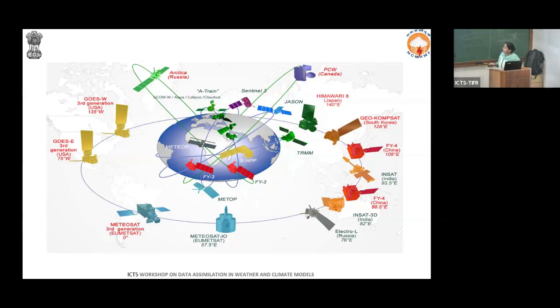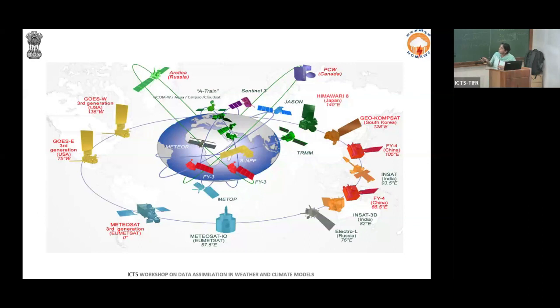And apart from that, if you see, there is another satellite by the European Space Agency, Meteosat. So that is also over the Indian Ocean region. And here we have the Meteosat Third Generation one, that is over the Africa and European region. And we have the GOES East and GOES West for the US region. So this is the geostationary coverage.